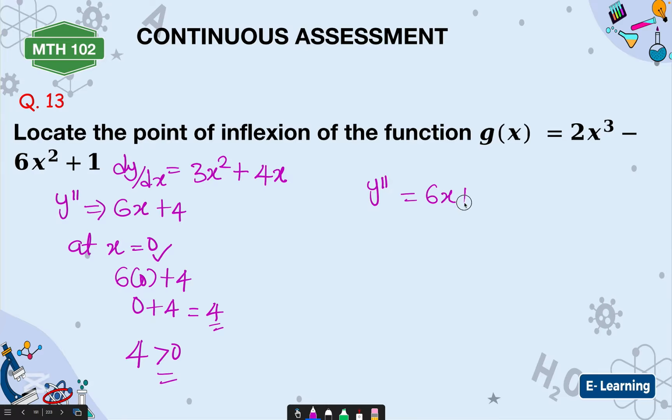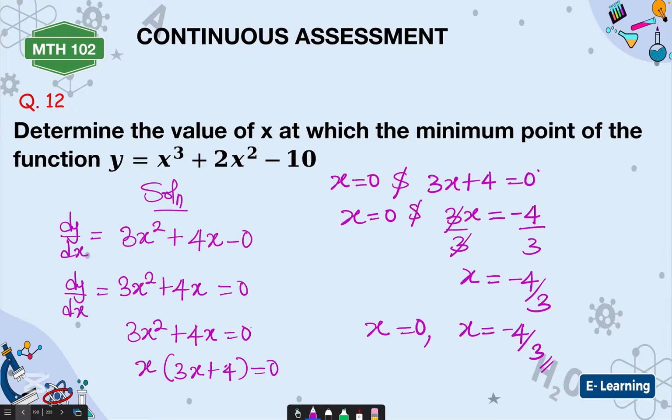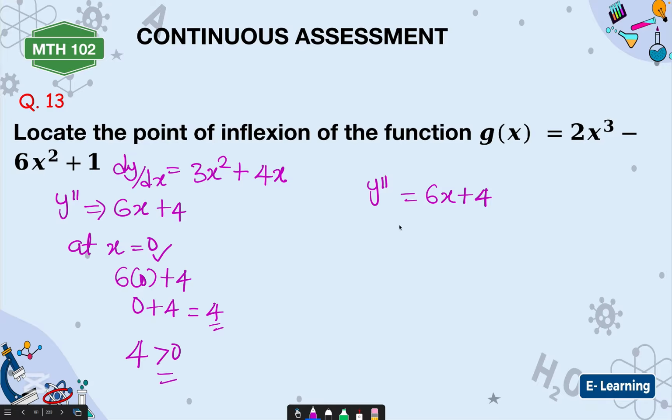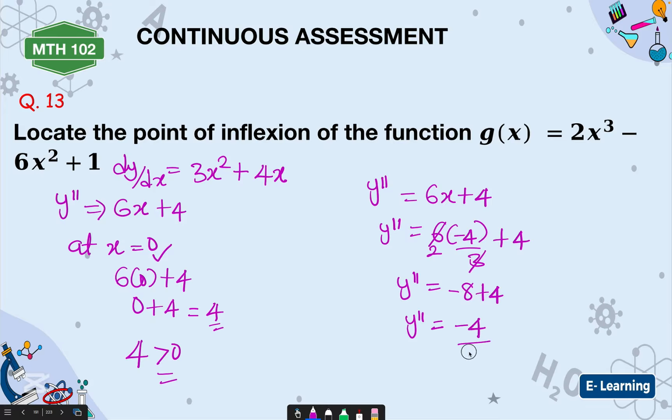Y prime prime is 6x plus 4. The other point you have is when x is minus 4 over 3. So y prime prime will be 6 bracket minus 4 over 3 plus 4. Y prime prime will be equals to this multiplied by this will give us 2 times this will give us minus 8 plus 4. Y prime prime will be equals to minus 4. And that will be the answer to that question. All right? Exactly.